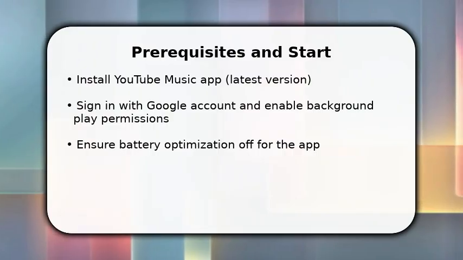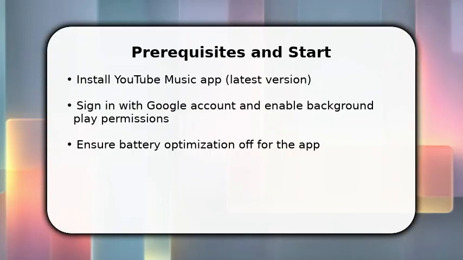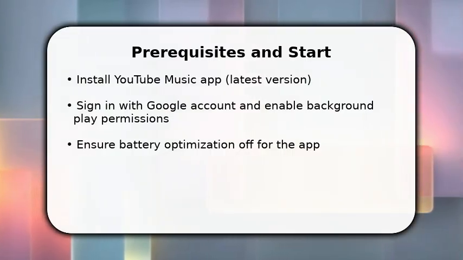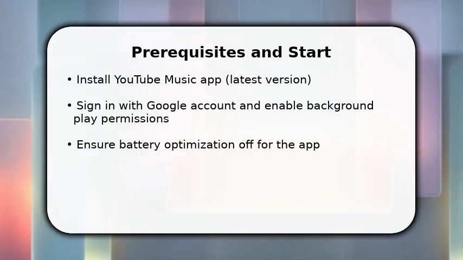Make sure battery optimization is disabled for continuous playback, because the system can stop audio when optimized. With these essentials handled, you're ready to begin configuring playback behavior and app audio controls.